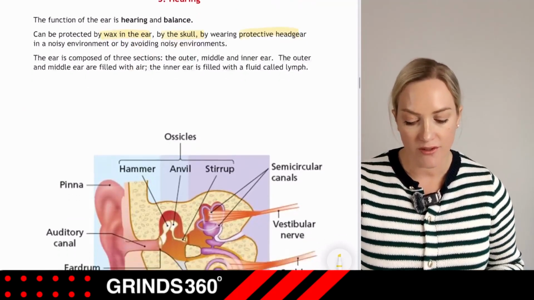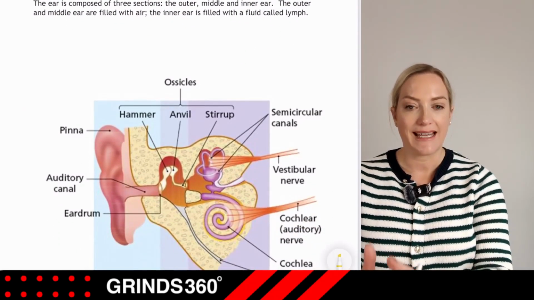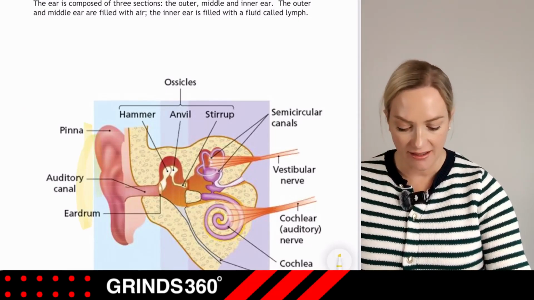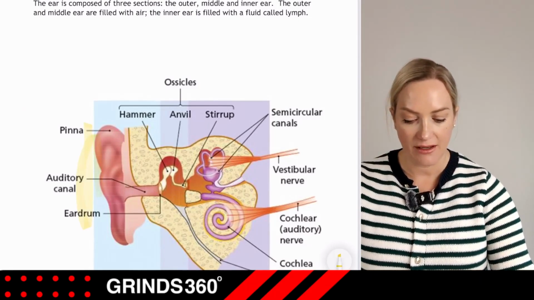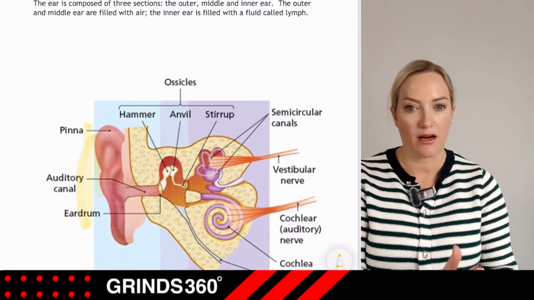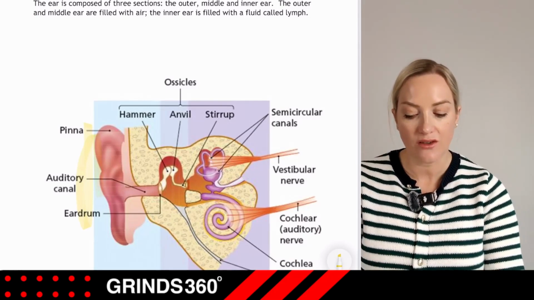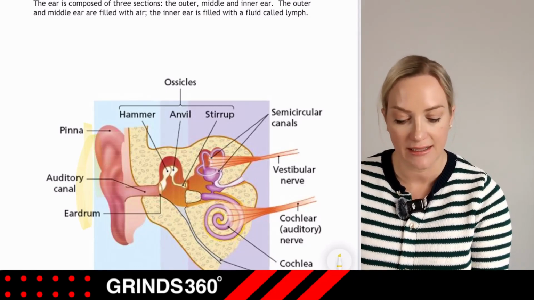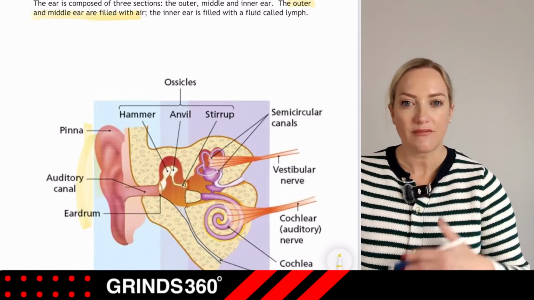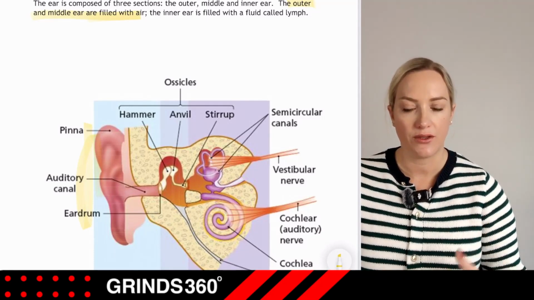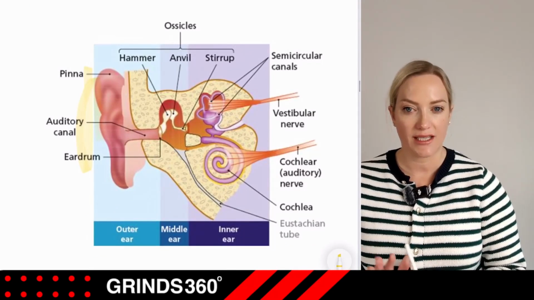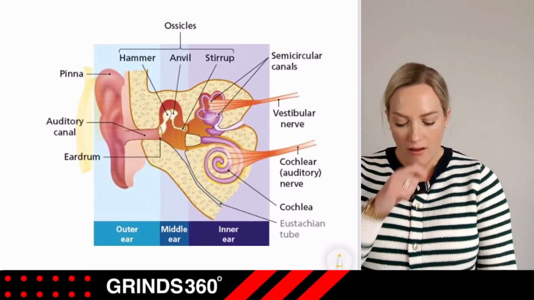Your ear is composed of 3 sections. We have the outer ear, where we have our ear, then we have our middle ear, and then we have our inner ear. So the outer and the middle ear are filled with air. The inner ear is filled with a fluid called lymph. So you need to be able to draw this and to be able to label this.